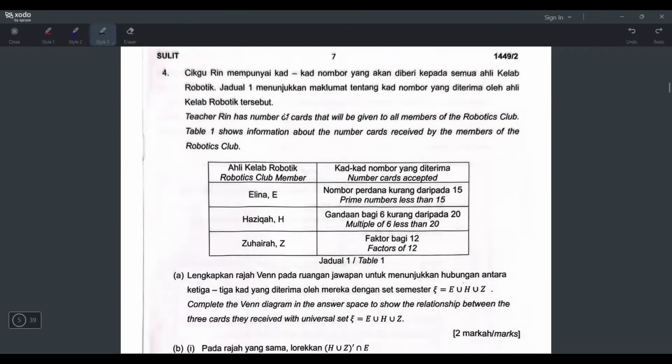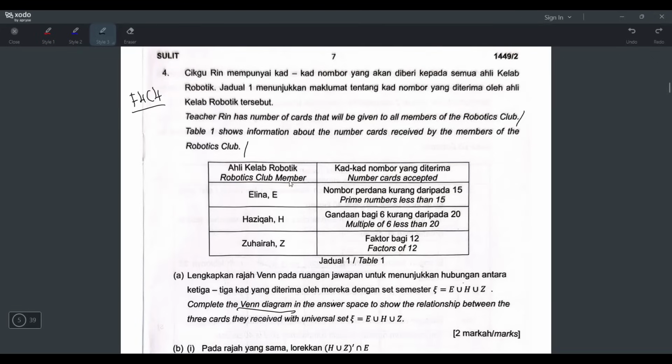Okay, number 4, what chapter? Number cards Venn diagram. Okay, from Form 4, chapter 4. It's called operation and set. The set chapter. Okay, Teacher Rin has number of cards that will be given to all the members of the robotics club. Okay, this is not important. Table 1 shows information about the number cards received by the members of the robotics club.